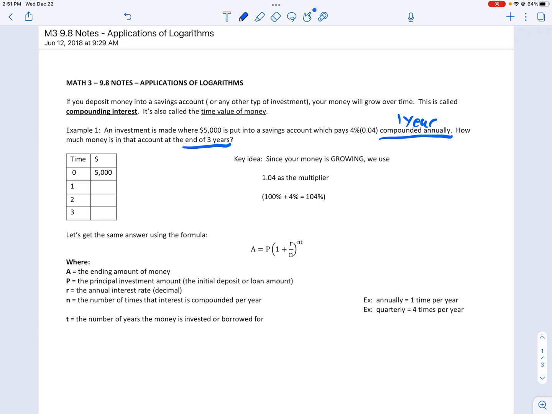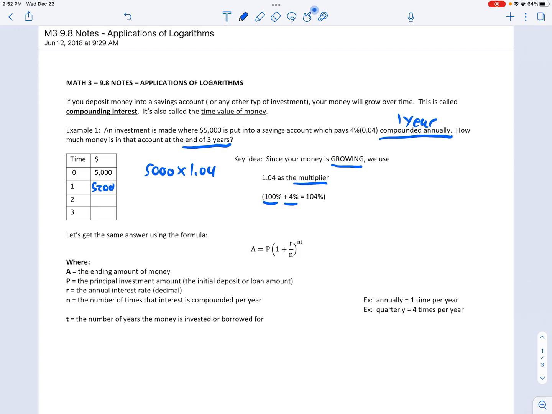Since your money is growing, we're going to use a multiplier of 1.04. It's 100% plus 4% every year. So you have 100% of your money plus the 4% you're getting every year. That's why the multiplier is 1.04, because it's 1 plus the 0.04. So let's say you have $5,000. We take $5,000 and multiply it by 1.04, and that gives us 5,200.